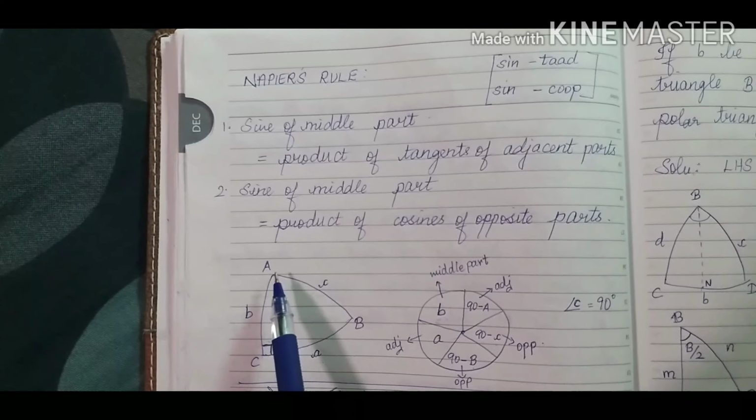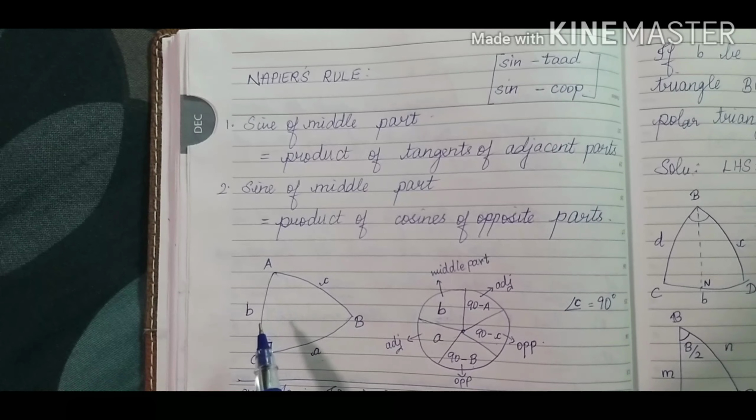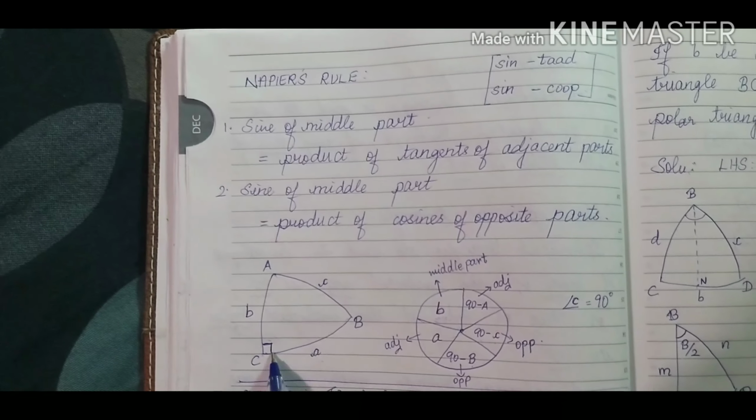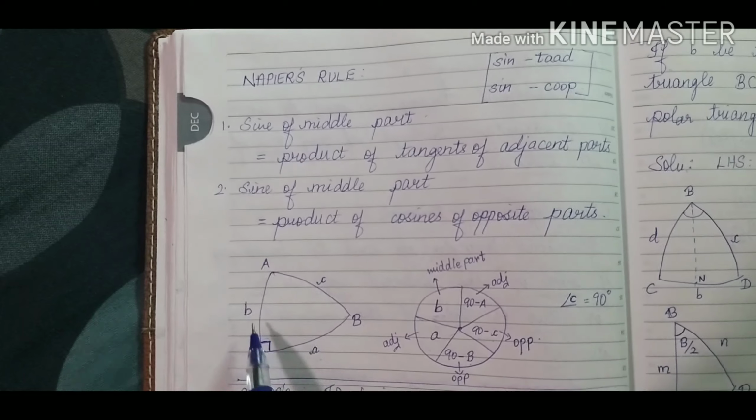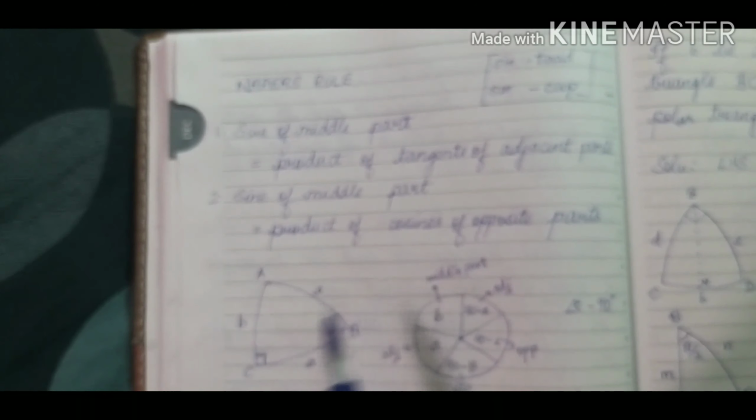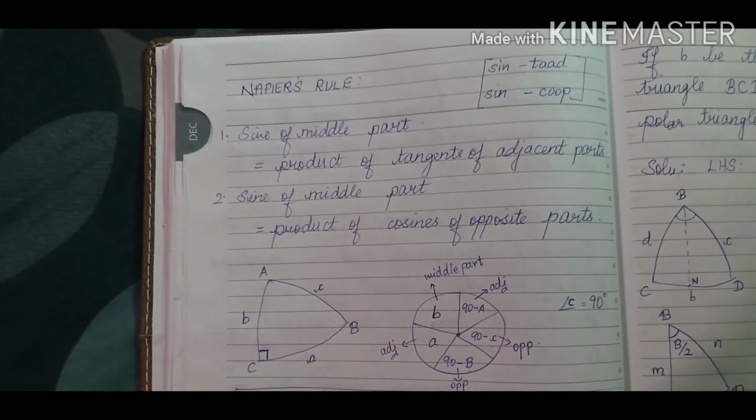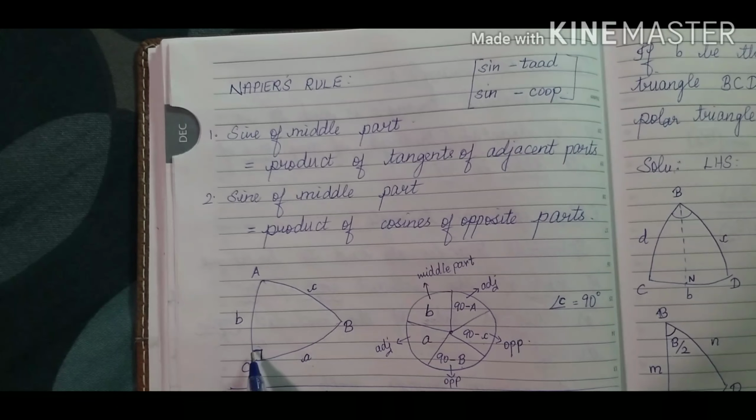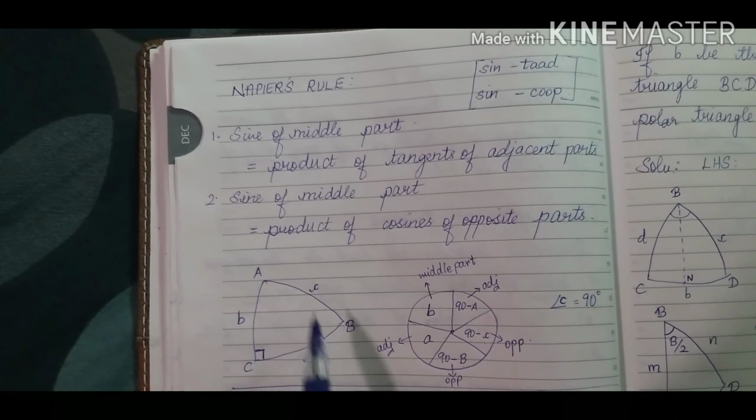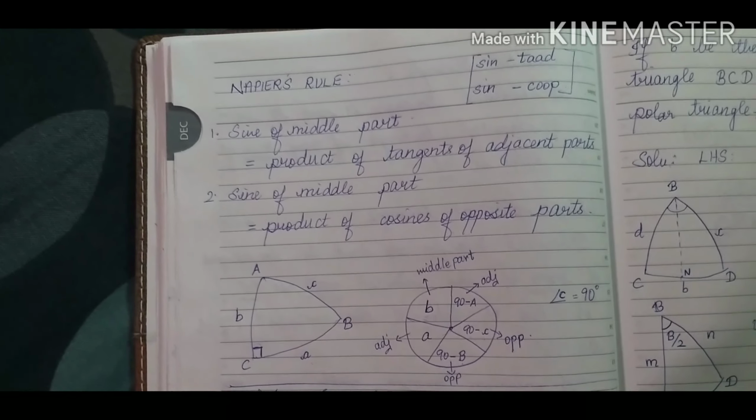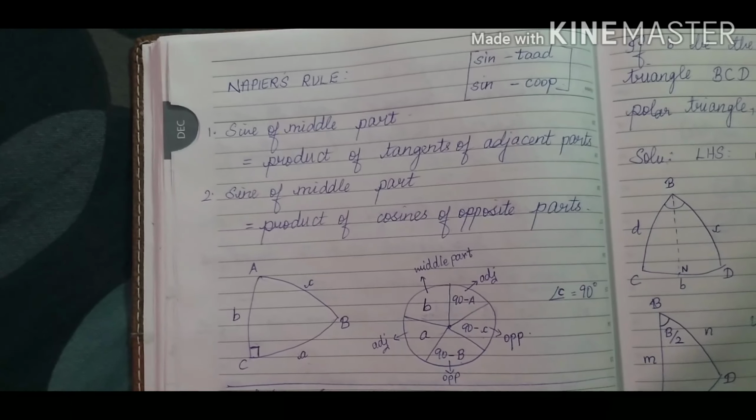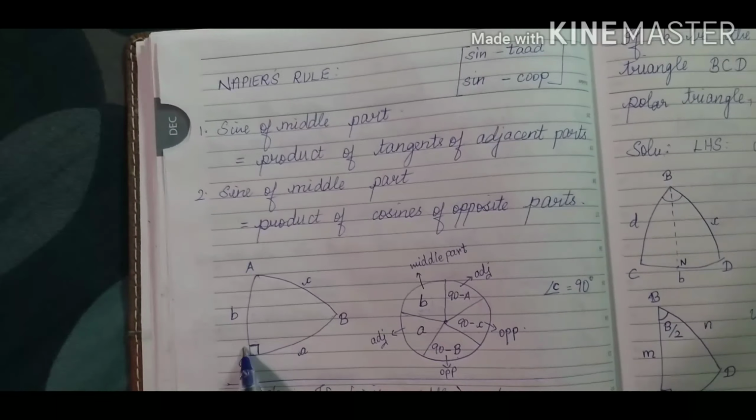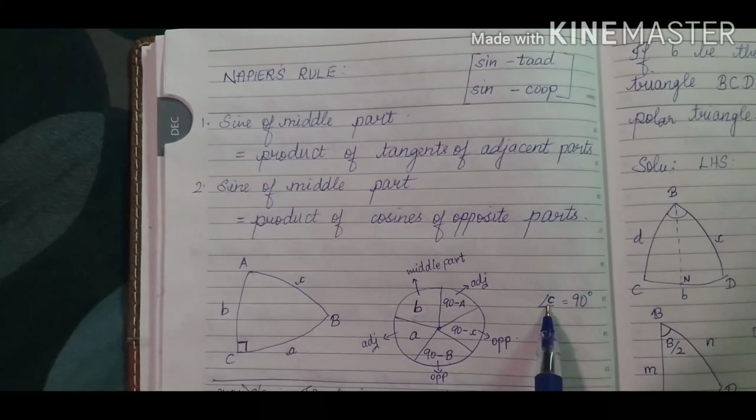For that, I've considered this spherical right triangle ABC and I marked the 90 degrees at the vertex C. I've marked the sides also as small a, small b and small c. Now we'll see what is meant by a middle part, adjacent part and opposite part. Now the 90 degrees is at angle C in this spherical triangle. In general, for a spherical triangle, we have 6 components, that is 3 sides and 3 angles. Out of this, one angle is 90 degrees. This angle C is 90 degrees.